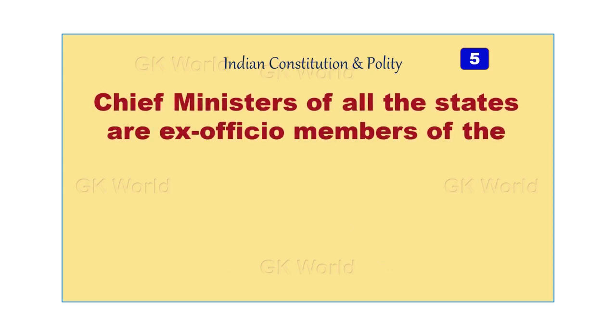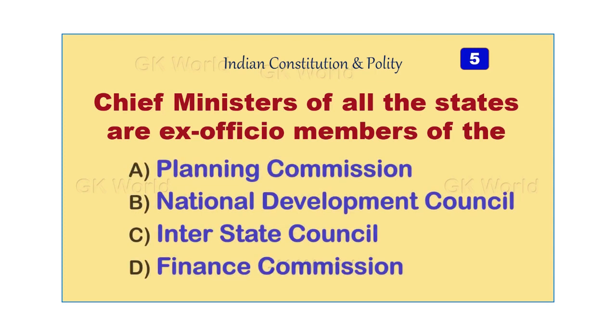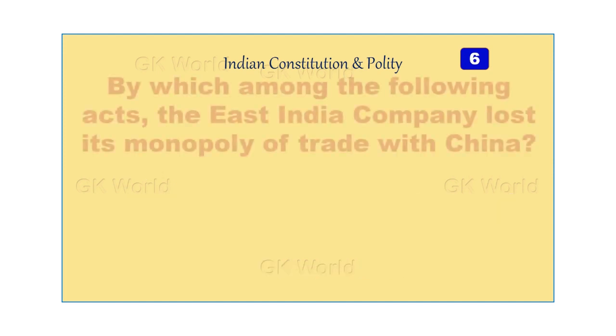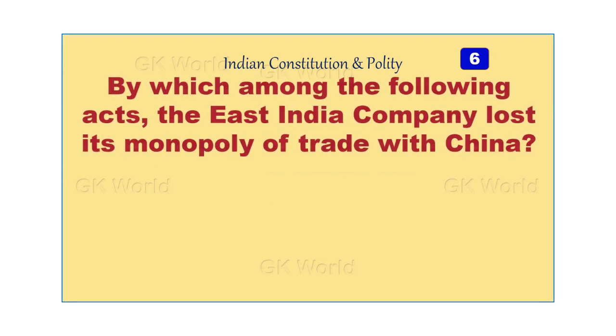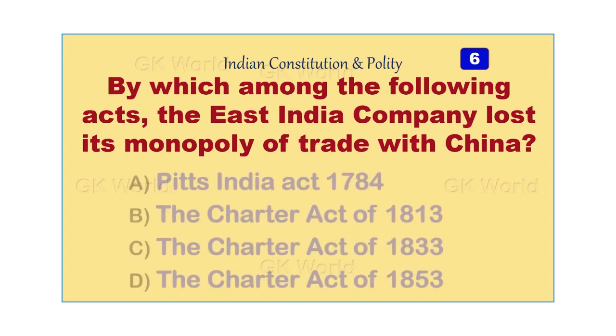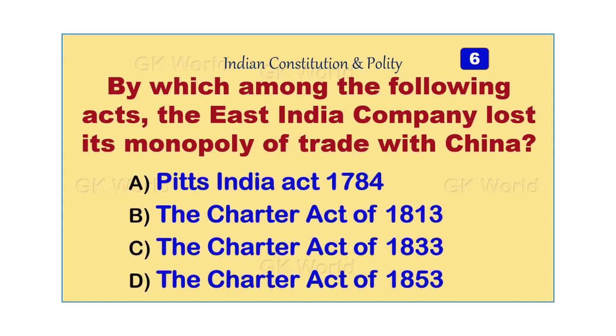Chief Ministers of all the states are ex officio members of the Option C. Interstate Council. By which among the following acts the East India Company lost its monopoly of trade with China? Option C. The Charter Act of 1833.